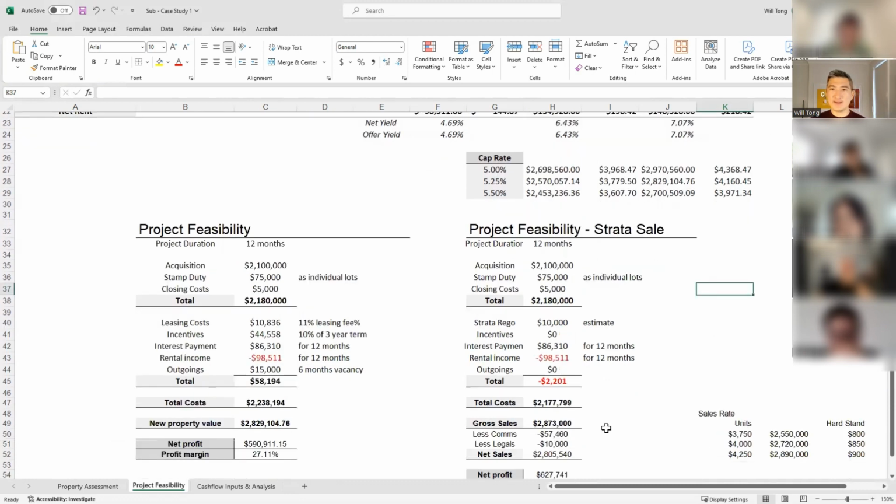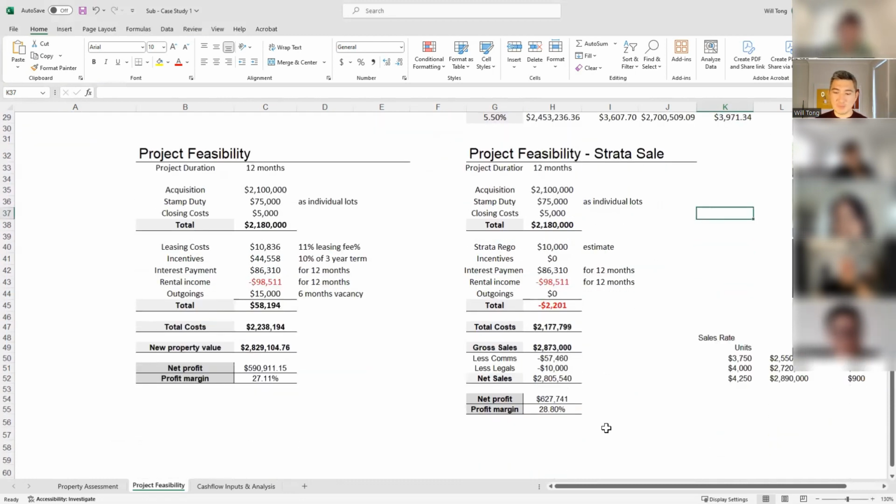But the client is looking for assets where he can sell down and keep a portion. So this one was perfect.